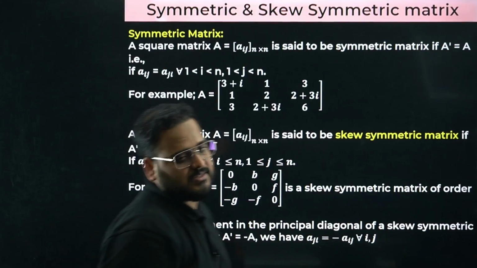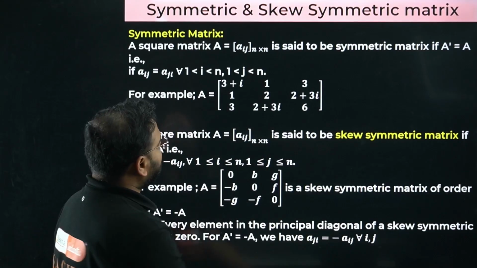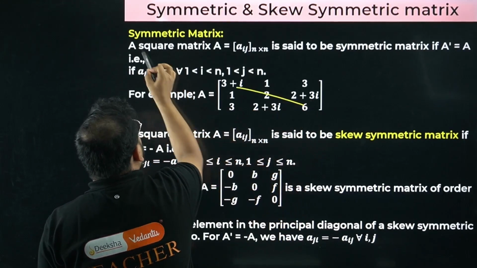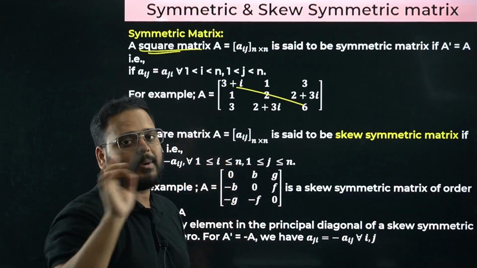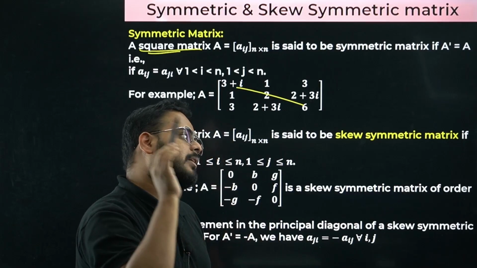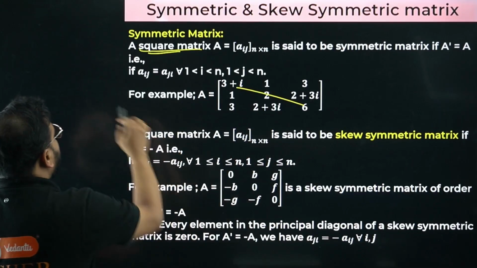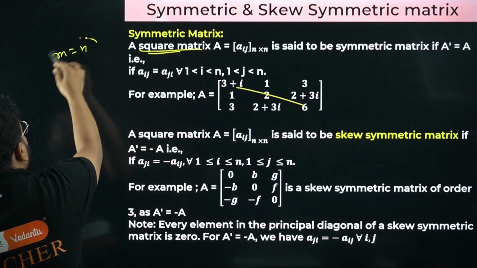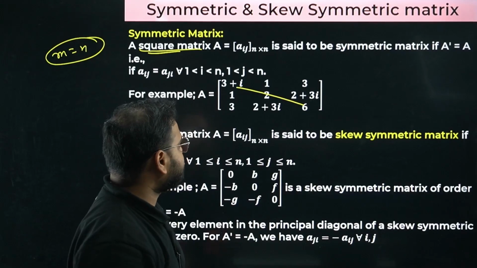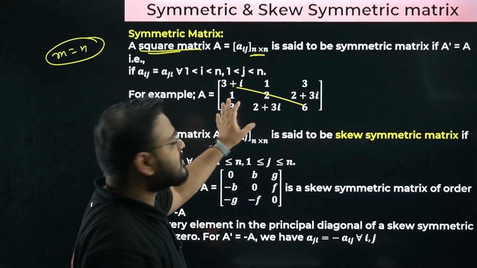Symmetric and skew symmetric matrices. First of all, this is applied only for square matrices. It is a very important thing to understand. It cannot be applied for a rectangular matrix. When the order is the same, meaning the number of rows and the number of columns are equal, then only we can apply this property. So M and N should be equal to each other. When that is there, we have N and N, so I can apply this property.